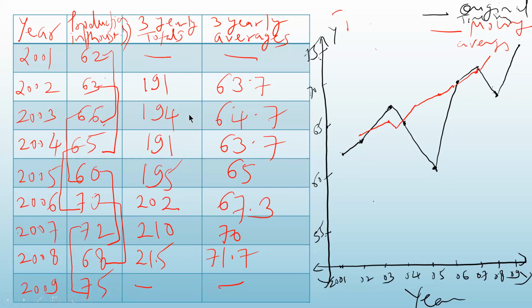Okay. So today we have seen how to find out 3-yearly moving averages and how to show them on the graph paper. In my next lecture, we will see 5-yearly and 4-yearly moving averages.